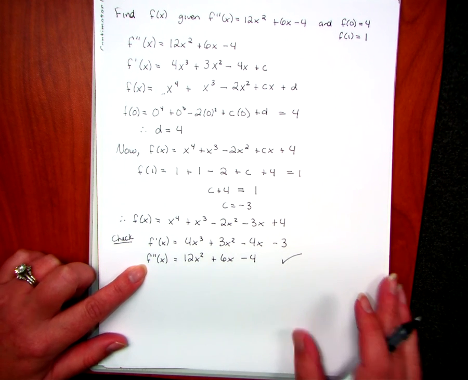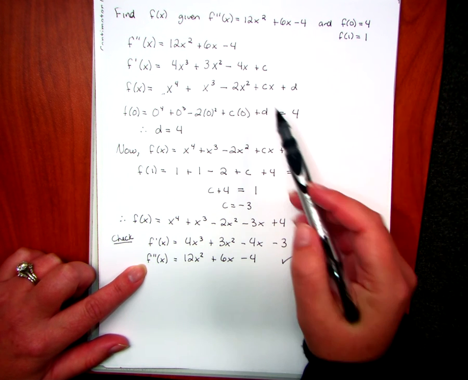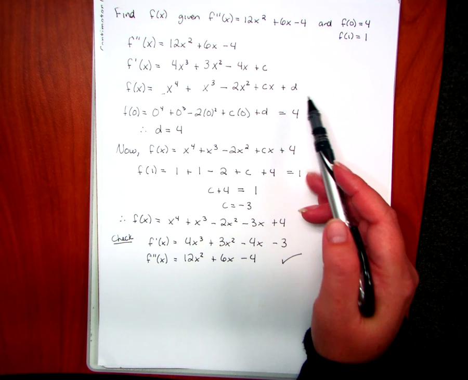Okay. So if you're given some points, that means that you need to find these general constants that we add to the end of those antiderivatives.